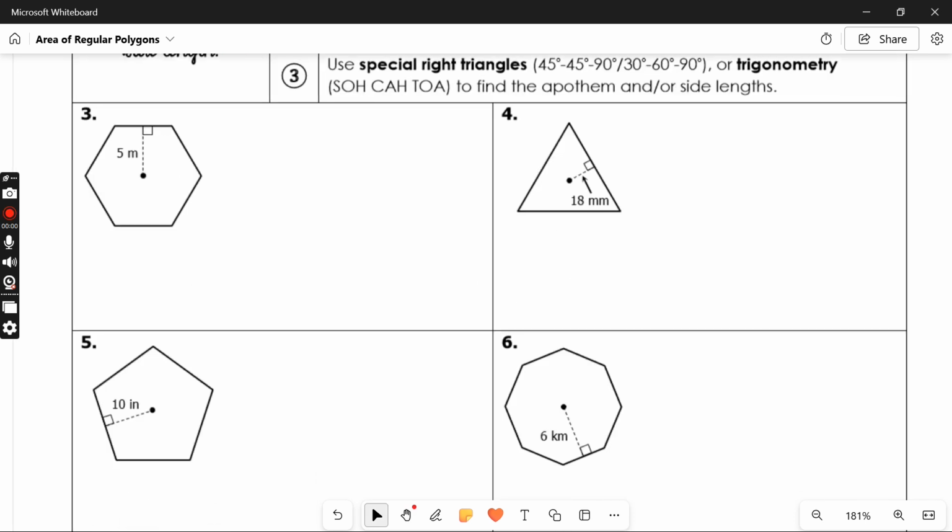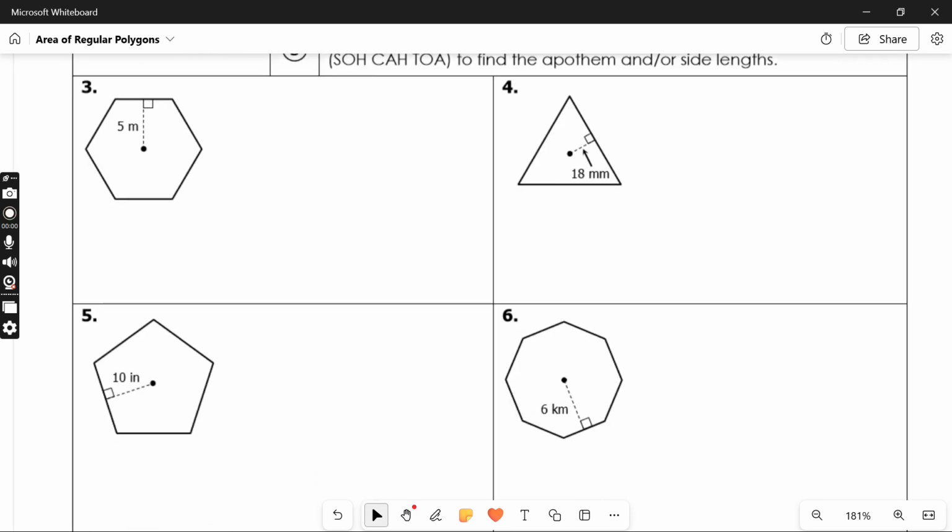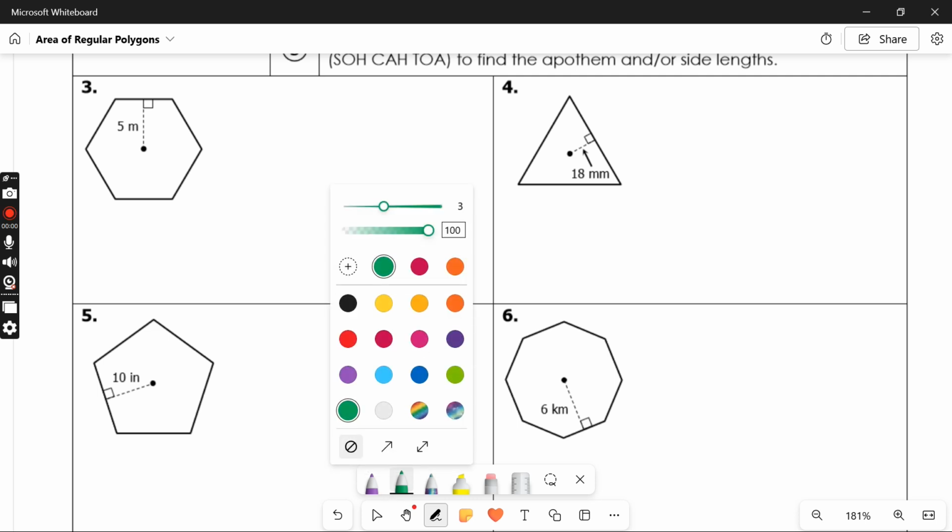Okay, so on these next 4, we have the apothem of each one, and we are looking for the side. So I'm going to do number 3 and number 5, and then you're going to try 4 and 6. I'll make sure you have the correct answer for it, but I'm just going to do 2, and then you're going to try the other 2 with your group.